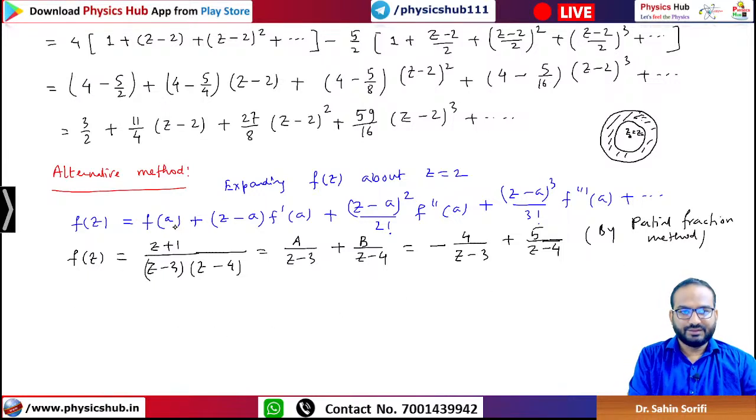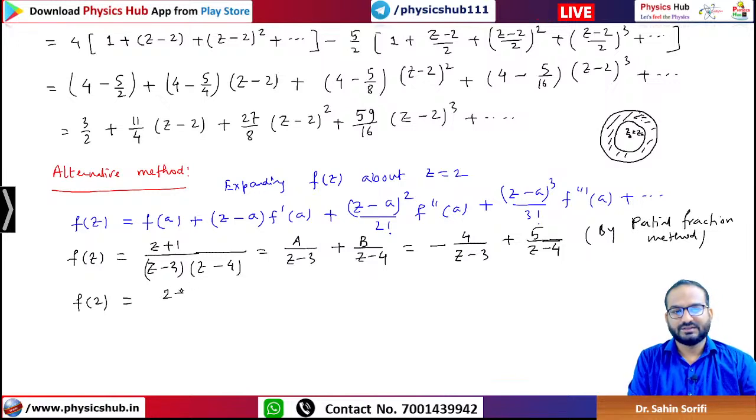Now we need to calculate f of a. So z equals a equals 2 here. What is the value of f of 2? Either you put it here or here, any value we put. So 2 plus 1 divided by 2 minus 3 times 2 minus 4. Putting in the original function is easy here. So this is 3 by 2.